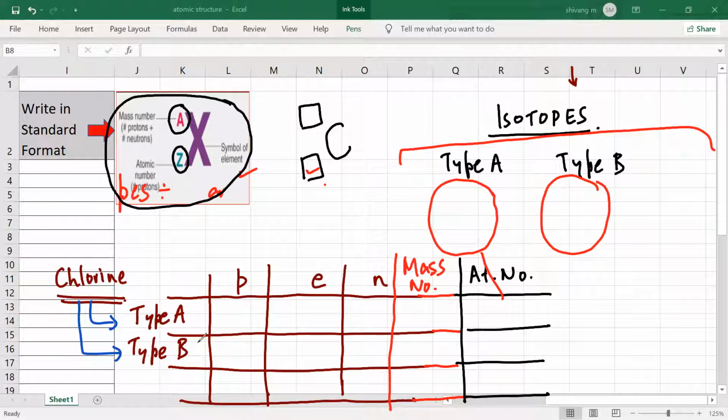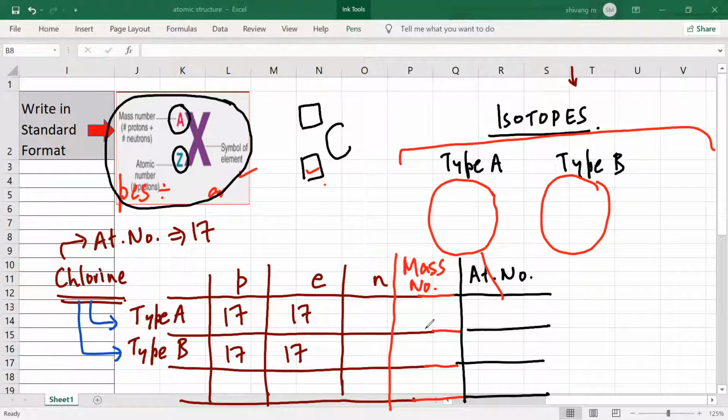The information that we have is that chlorine has an atomic number of 17. Therefore, the number of protons and electrons of both type A and type B would be the same. Mr. Satya, are we clear? Yes, sir.